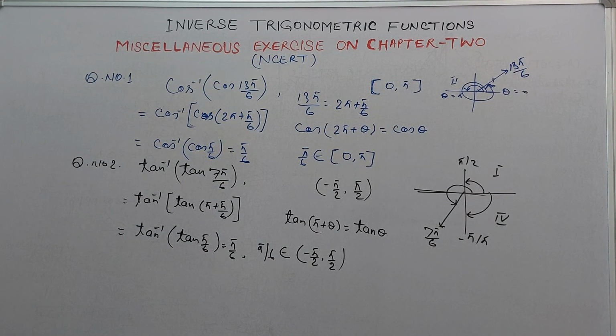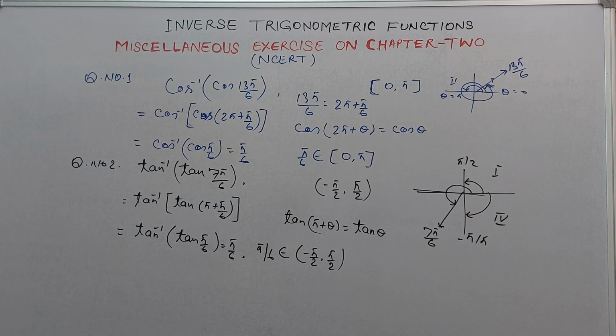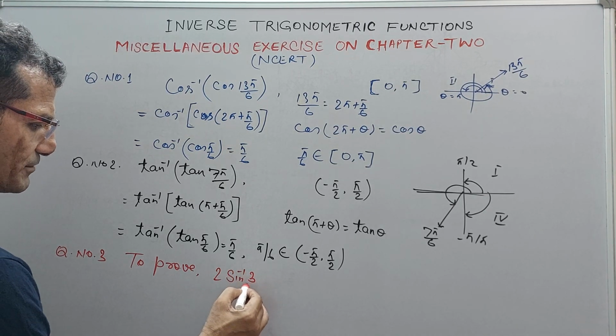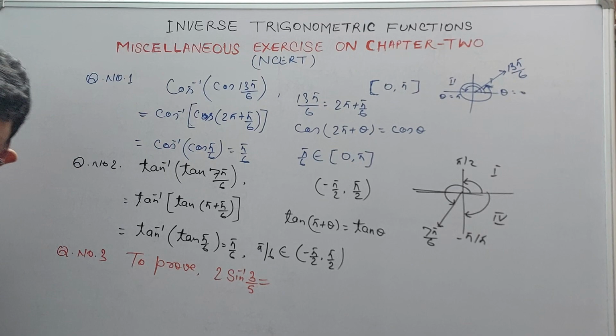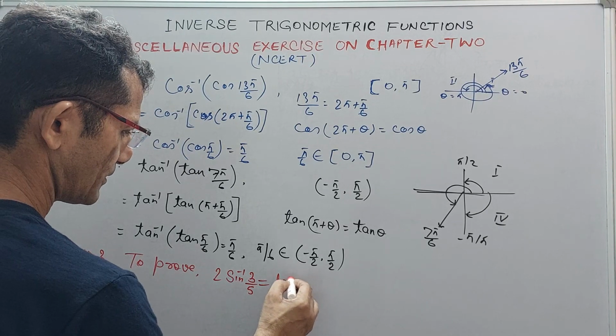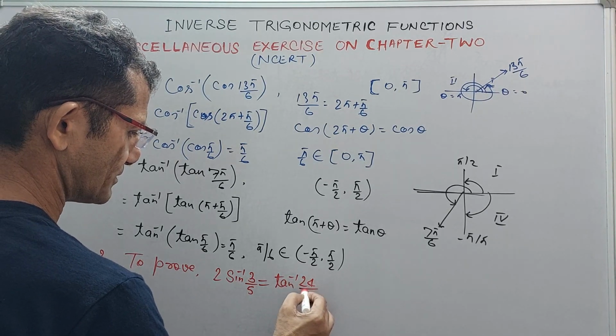Now in question number 3, we have to prove 2 sin inverse 3 upon 5 is equal to tan inverse 24 over 7.